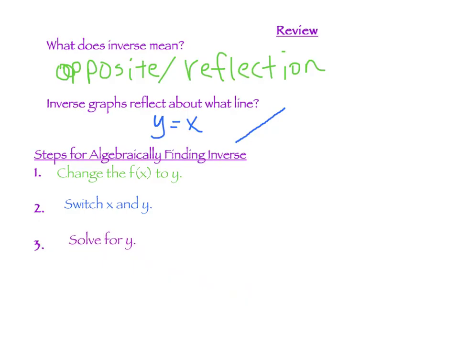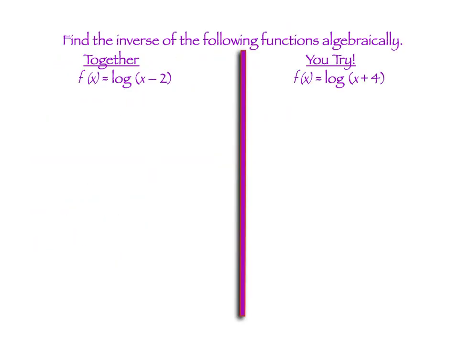Now let's do some examples together. First, let's look at f of x equals the log of x minus 2. Now remember, if we do not see a base after our log, it means it is base 10. Okay, so step number 1 is to change the f of x to y. So we're going to have y equals the log of x minus 2.